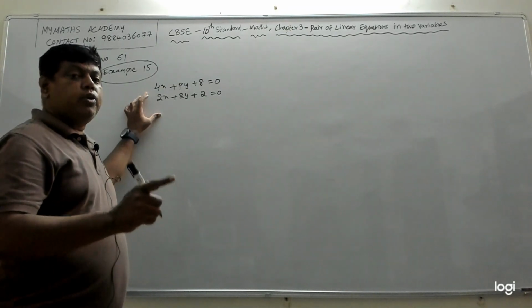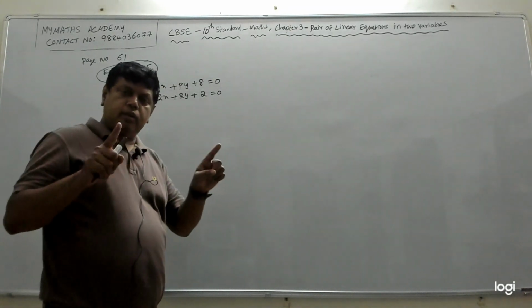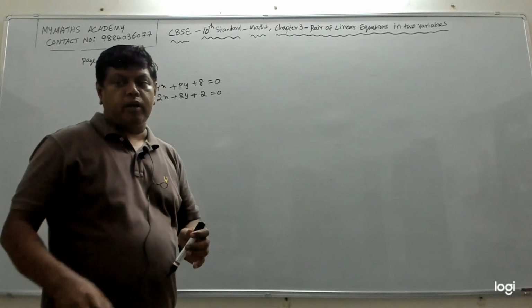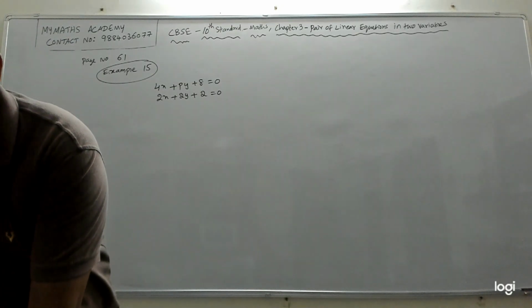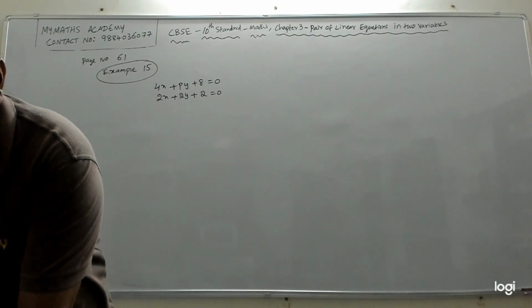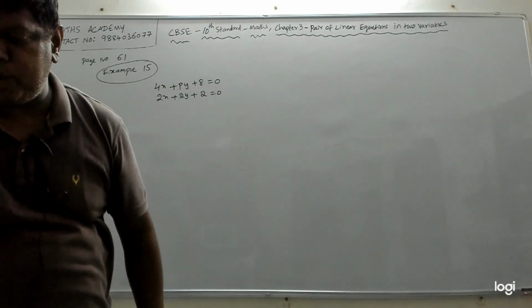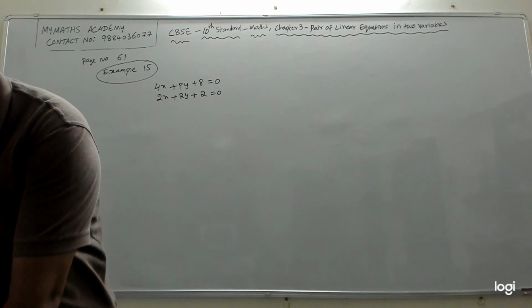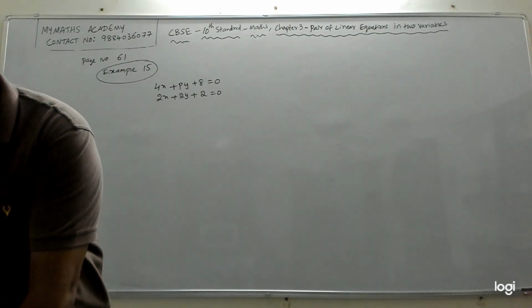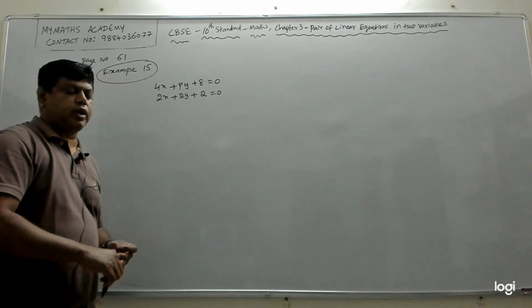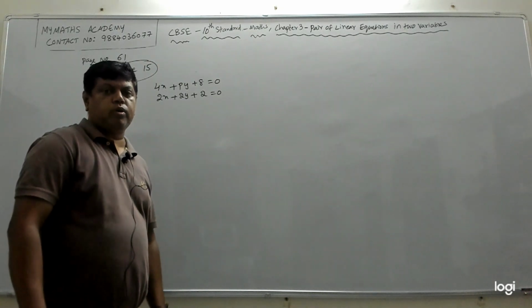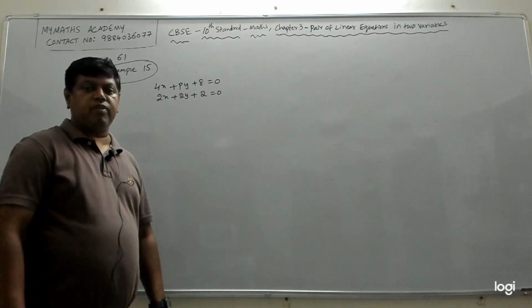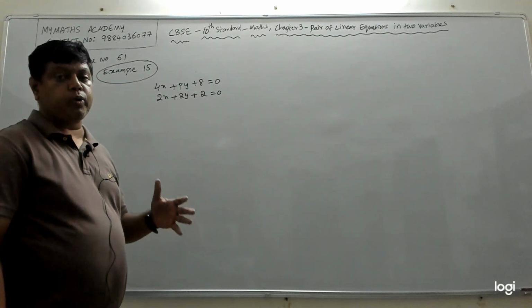Now what is the condition for unique solution? We have to go to Table 3.4 on page number 46 in your textbook. There you can see the different conditions for different solutions. For unique solution, a1 by a2 is not equal to b1 by b2, and for infinitely many solutions, a1 by a2 equal to b1 by b2 equal to c1 by c2.